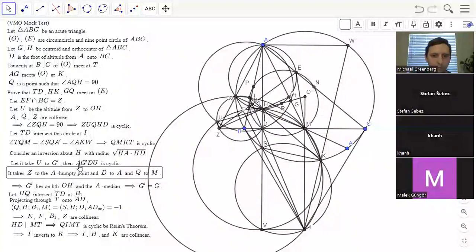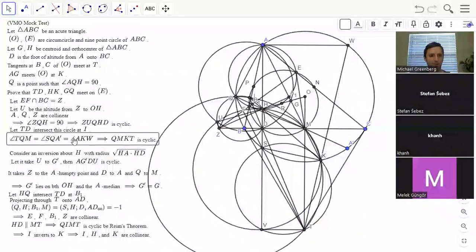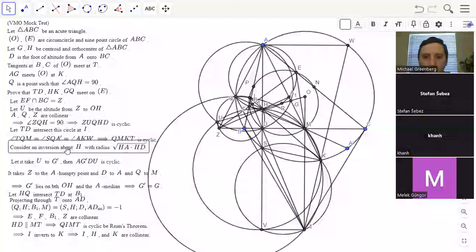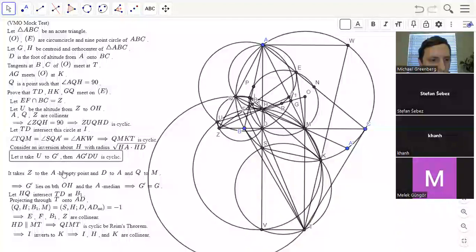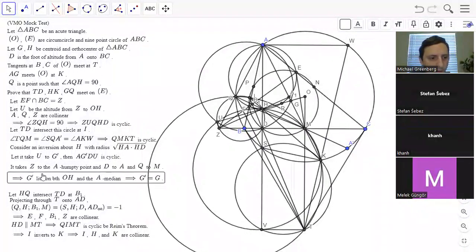But you used that I lies on the small circle. The way I thought about it, I is defined to be the intersection of TD with the small circle. That was how I was thinking about it. That still makes some problems, I think, for the inversion part. So then we don't know that I inverts to K, is what you're saying. Not yet.